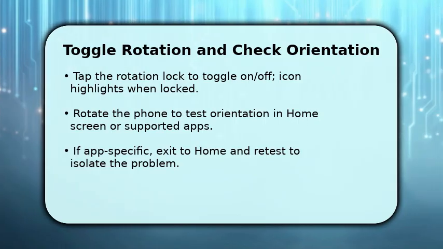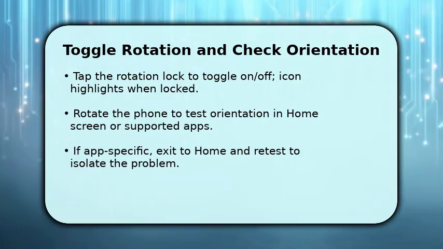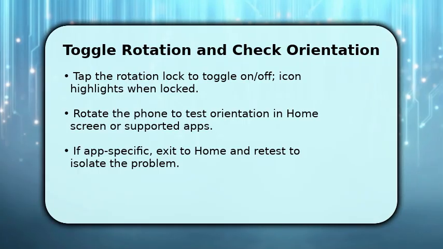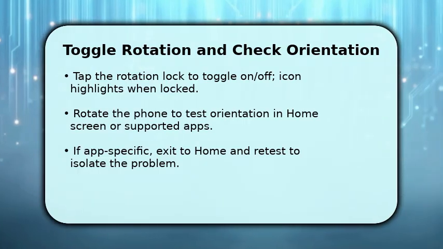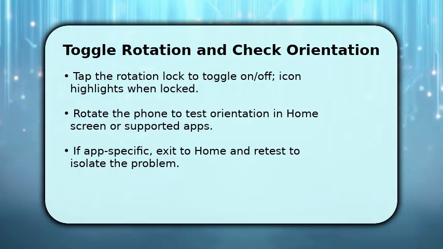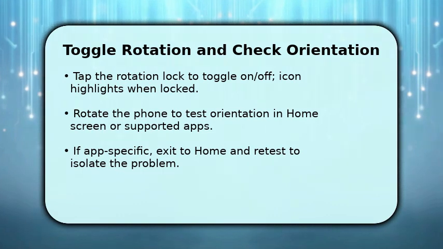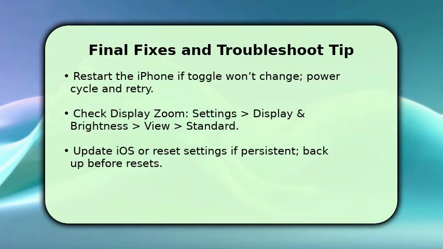If rotation still fails, exit the current app and test from home to determine whether the issue is app-specific, because some apps force portrait and won't rotate even with the lock off. Finish by applying common fixes when the toggle doesn't resolve rotation.